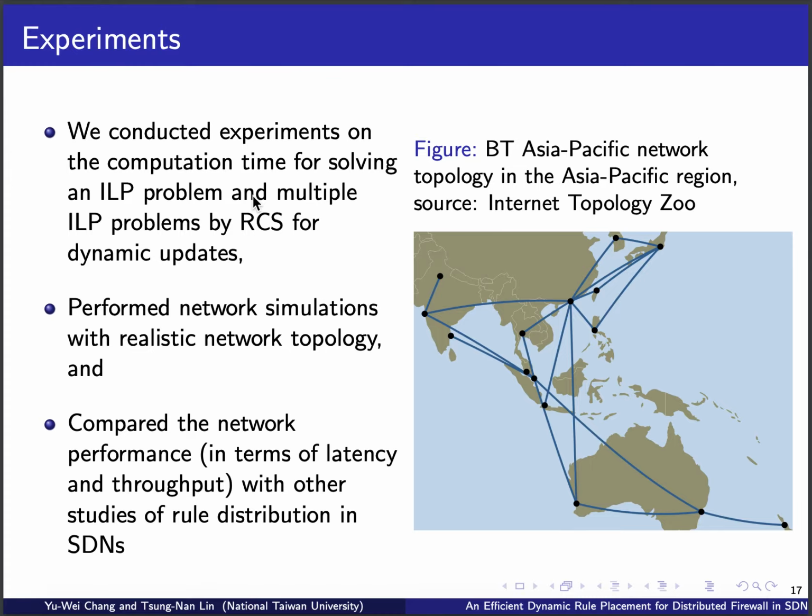In the following section, I will explain our experiments. We conduct experiments on the computation time for solving an ILP and multiple ILPs by using this resource constraint splitting for dynamic update. We also perform network simulations with realistic network topology and compare the network performance in terms of latency and throughput with other studies on rule distribution in SDN. On the right, this shows the specific network topology we use. We use network topology from the Internet Topology Zoo, and this is the BT Asia Pacific network topology.